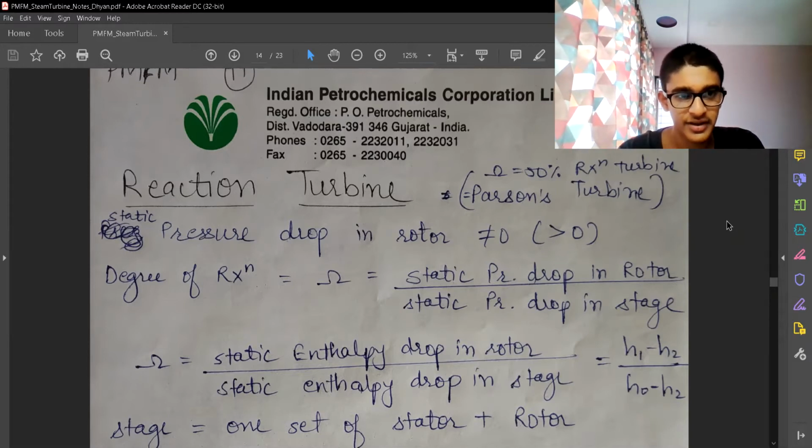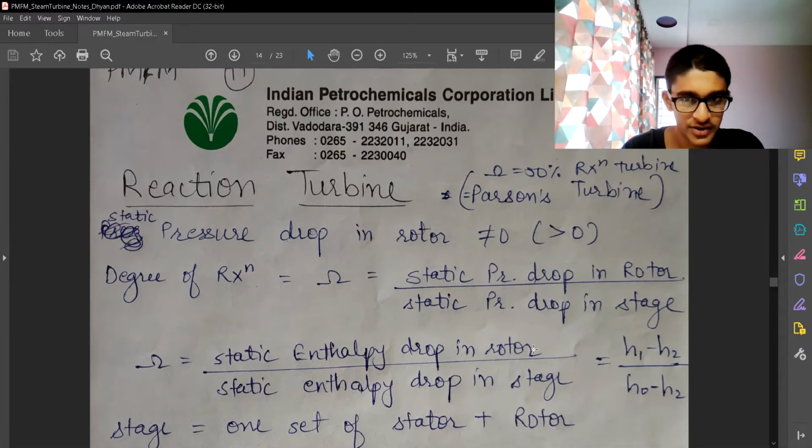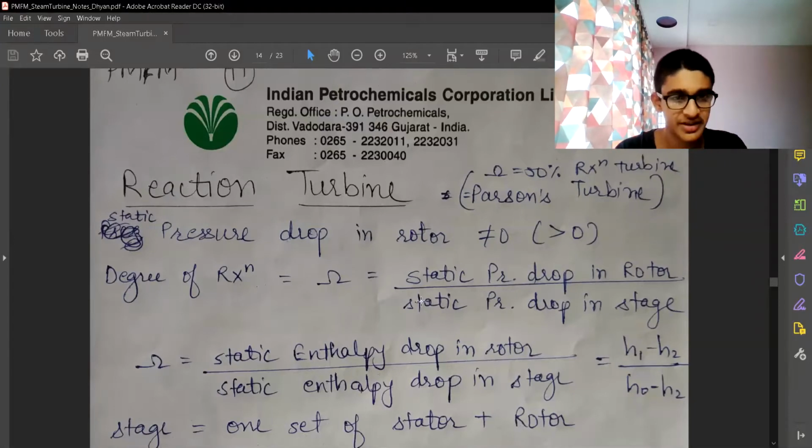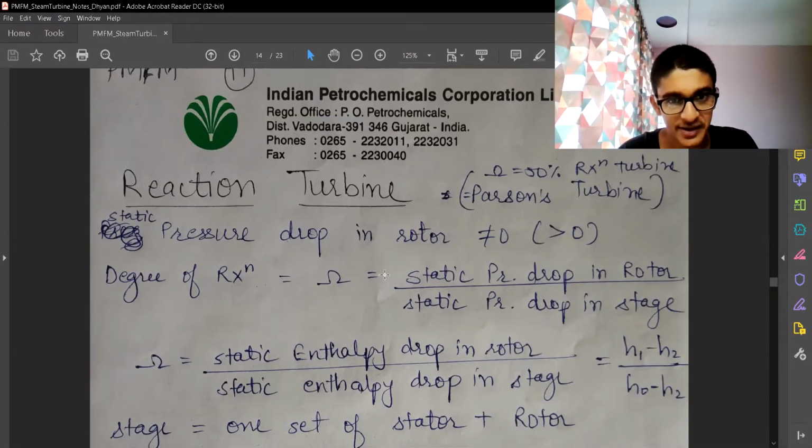The only things which are going to change is the degree of reaction is non-zero, greater than zero, because there is a static pressure drop in rotor, and we'll see the efficiency expression which is going to change partly, and the maximum efficiency is also going to change.